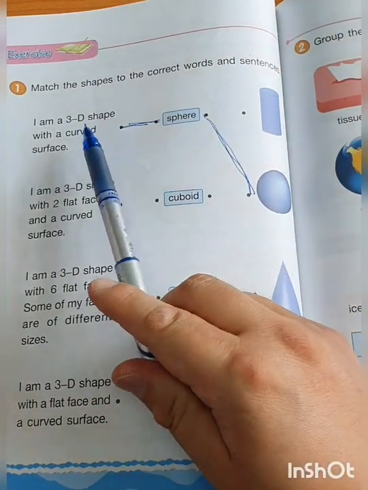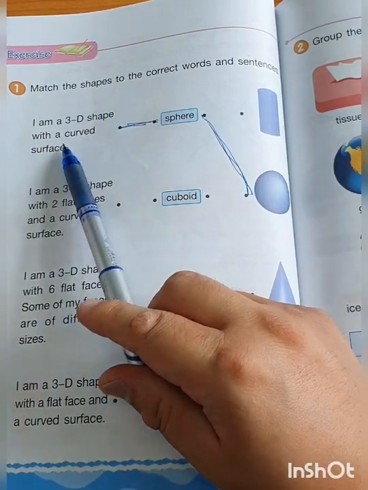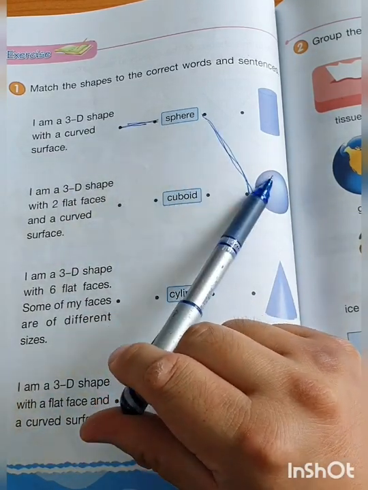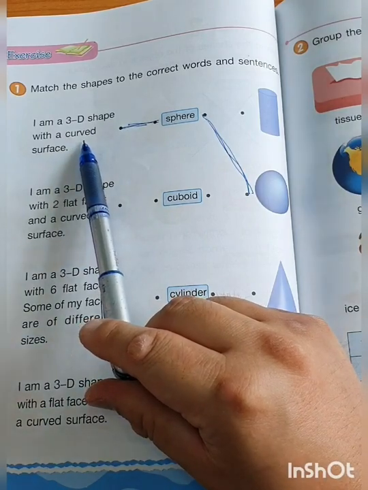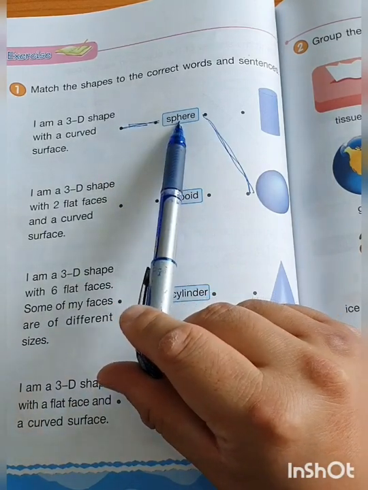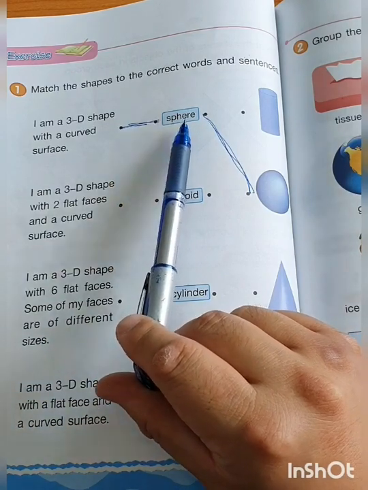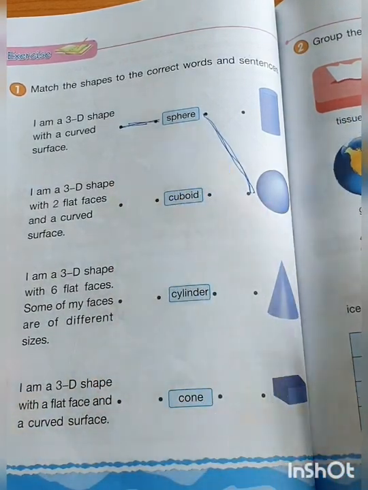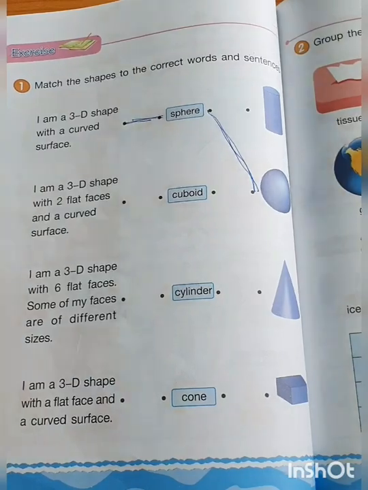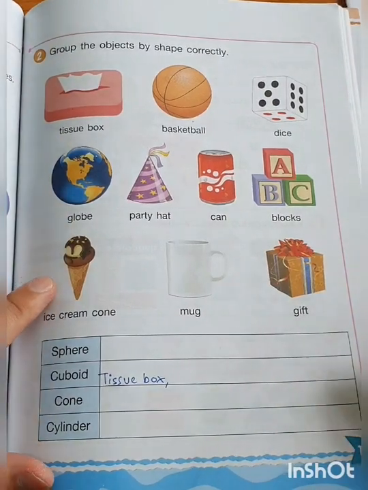Alright, so the first one, I'm a 3D shape with a curved surface. So it only has a curved surface. So then you should know that it's only the sphere that has a curved surface and no other kinds of surfaces. So first you draw a line to the written word sphere, and then from the written word of the solid you draw a line to the picture of that solid. So here. Alright, good. Please finish these 3 and then we go to the last page for your homework today.